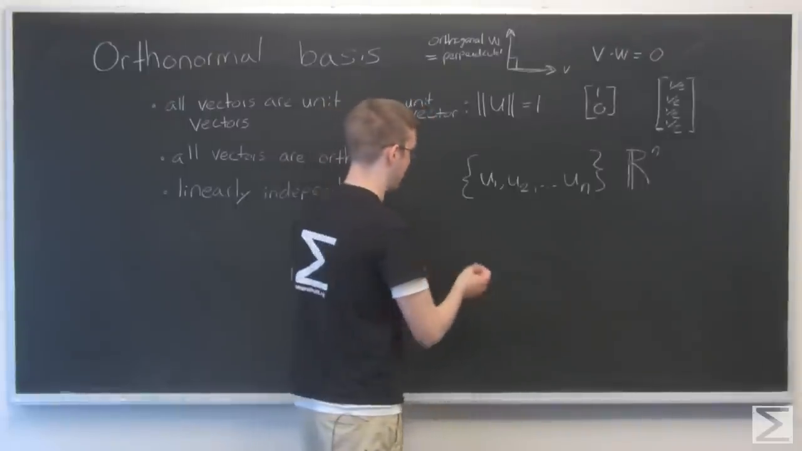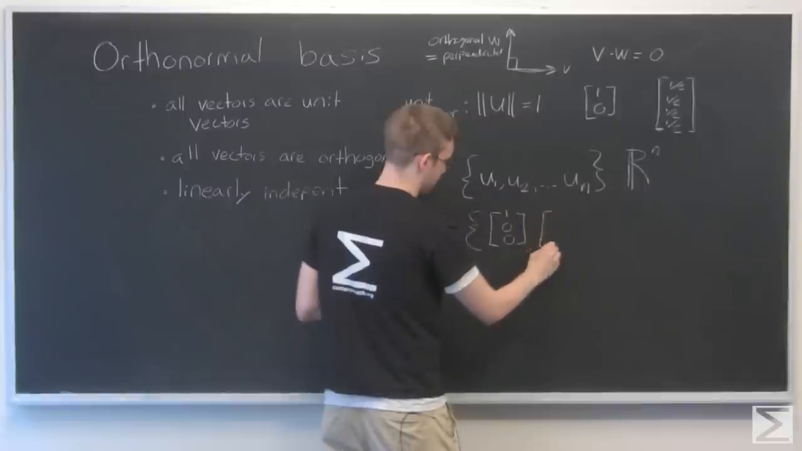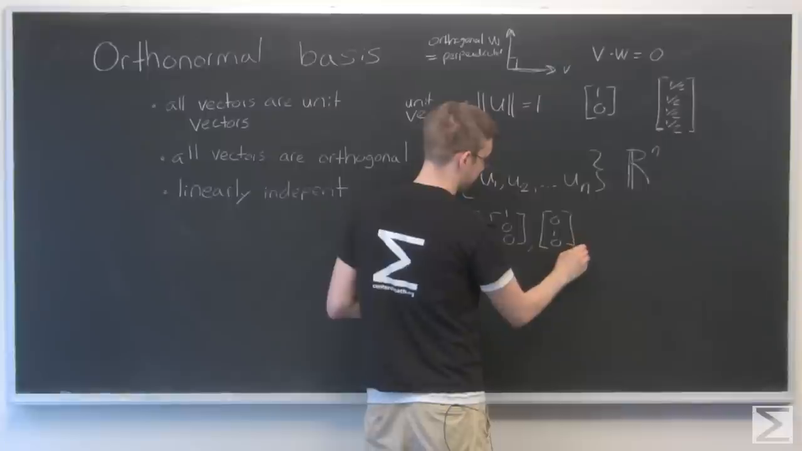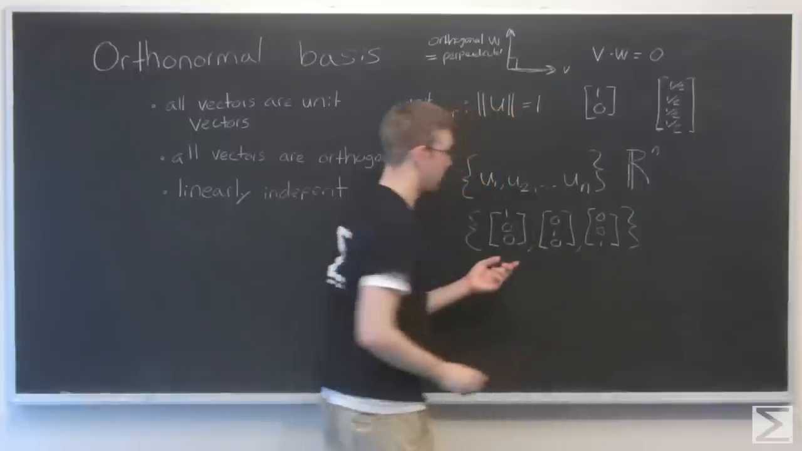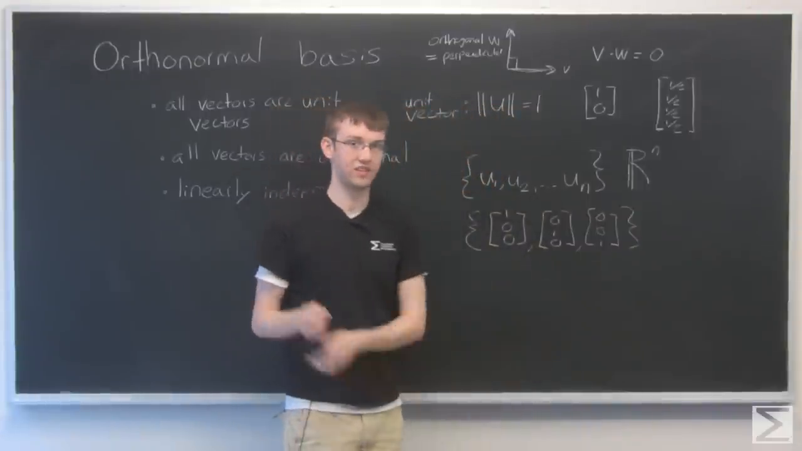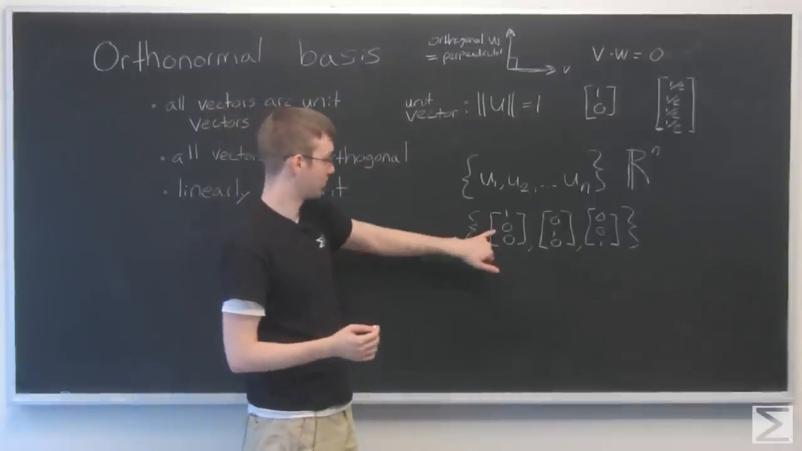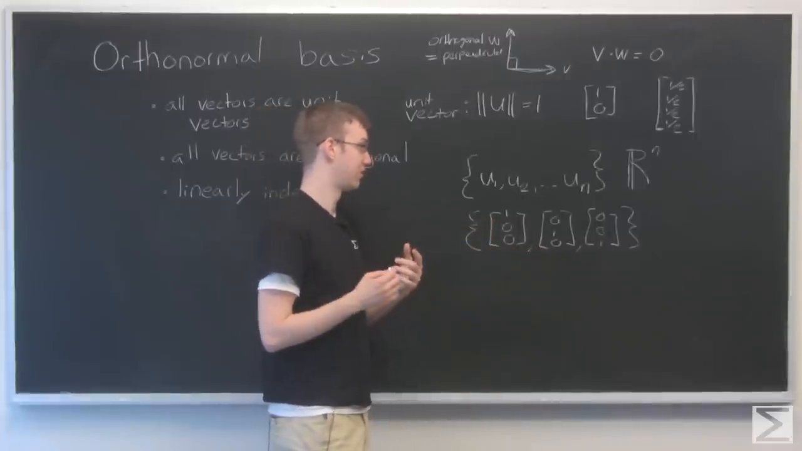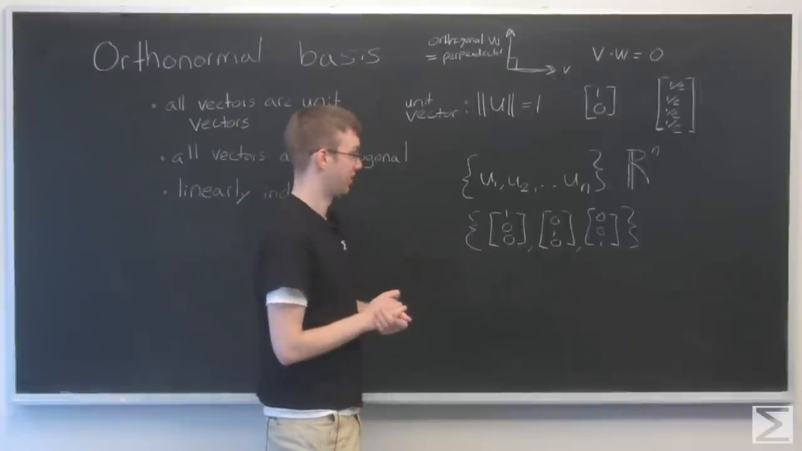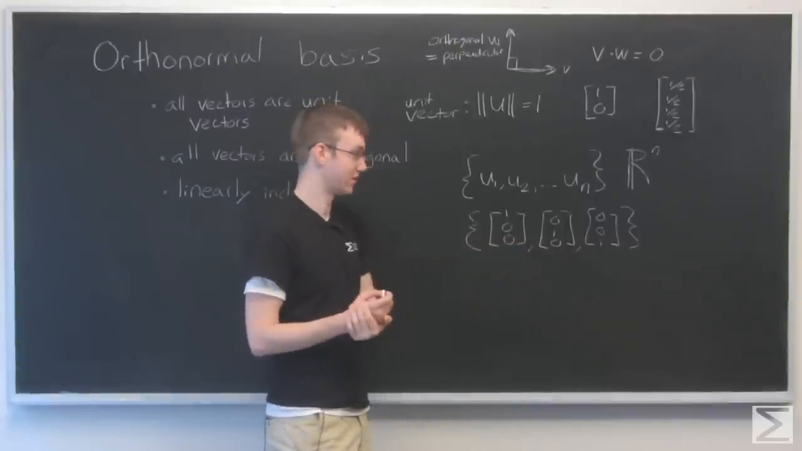So some examples of that would be the basis (1, 0, 0), (0, 1, 0), and (0, 0, 1). These are what we typically know as i, j, and k when we're in Calc 3 or something like that. We can tell that all of them are unit vectors. They have a length 1. They're all at right angles to each other. And they're obviously linearly independent because you can't create any one of them out of any other.